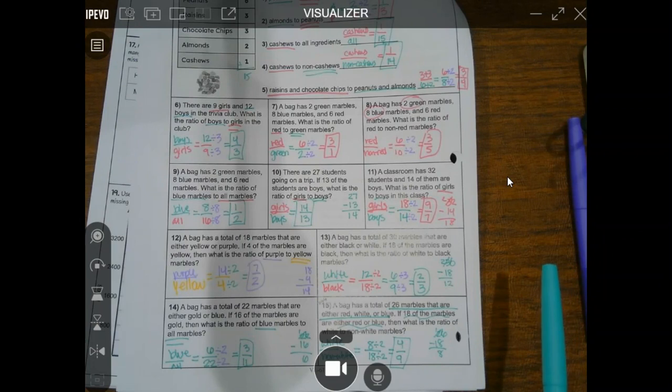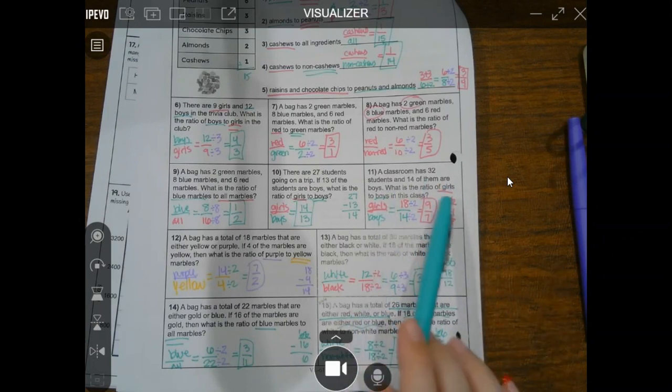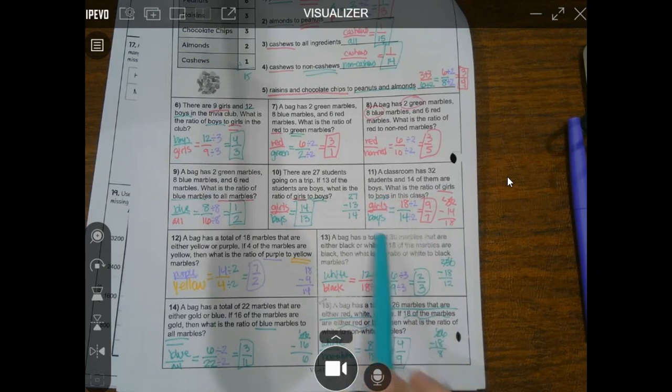And always pay attention to the order. If it says this to that, put the thing that comes before the word to on top and the thing that comes after the word to on the bottom. And that's all there is to know. You got this, my little mathematicians. You're going to do amazing.